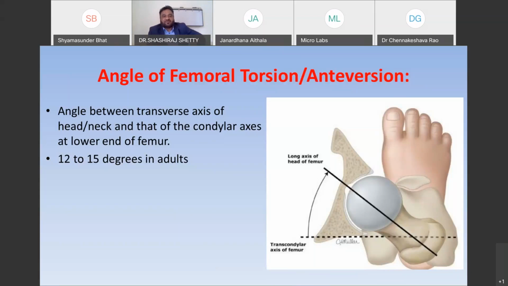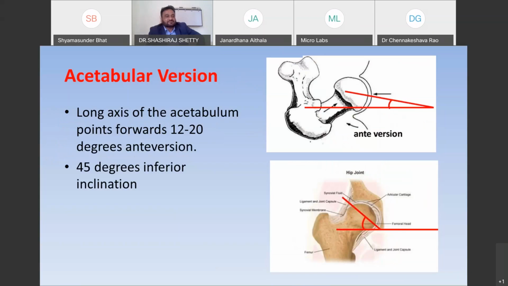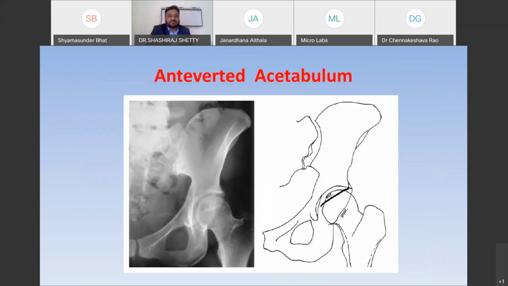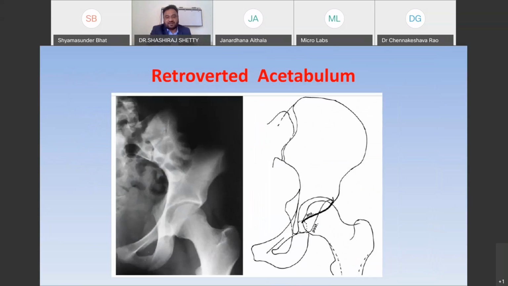Now coming to the angle of femoral torsion and anteversion. It is the angle between the transverse axis of head and neck and that of the condylar axis at the lower end of the femur, which is around 12 to 15 degrees in adults, 40 degrees in children. Acetabular version: the long axis of the acetabulum points towards 12 to 20 degrees of anteversion and 45 degrees of inferior inclination. So this is an anteverted acetabulum and this will be the retroverted acetabulum.